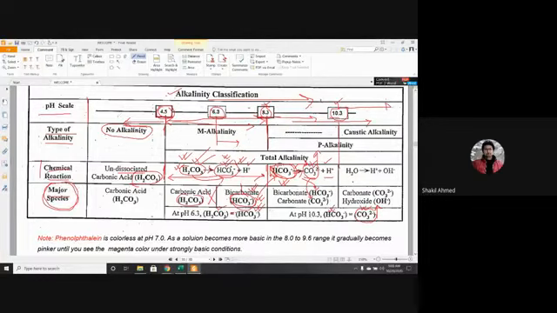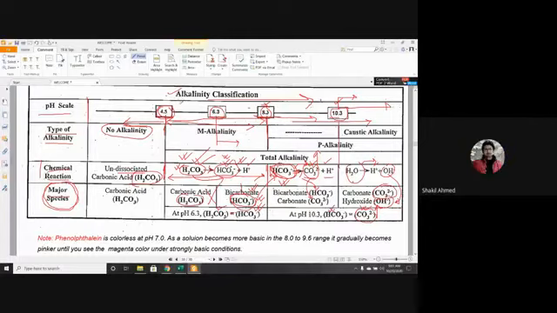If you go beyond 10.3, then you will have carbonate ion and you will have hydroxide or hydroxyl ion. That means when your pH is greater than 10.3, H2O now dissociates and breaks down to hydrogen ion and hydroxyl ion. So you will get hydroxyl ion here, right?